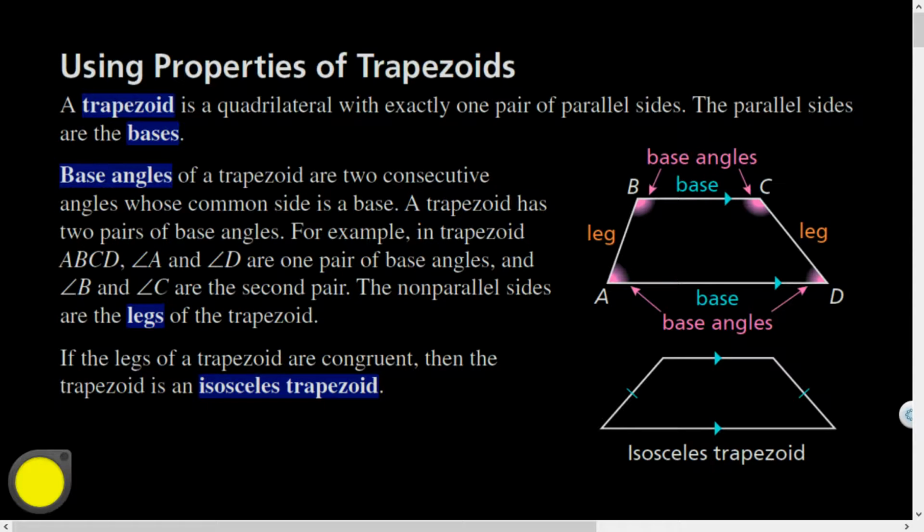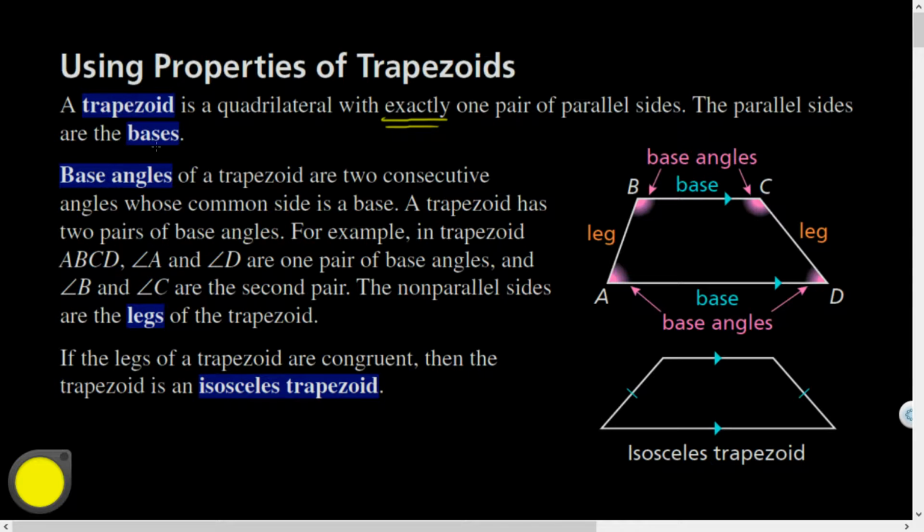We're talking about properties of trapezoids and kites. So it says a trapezoid is a quadrilateral with exactly, keyword, exactly one pair of parallel sides. So does that mean a parallelogram is a type of trapezoid? Parallelograms are not types of trapezoids. A trapezoid has exactly one pair of parallel sides.